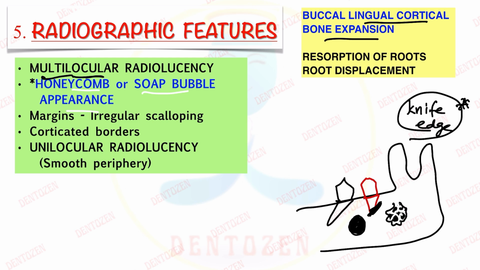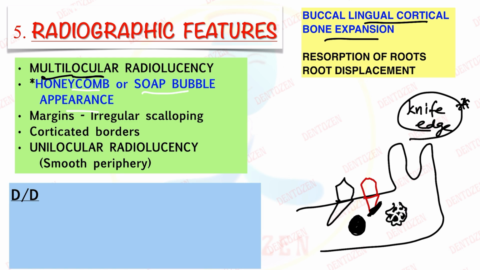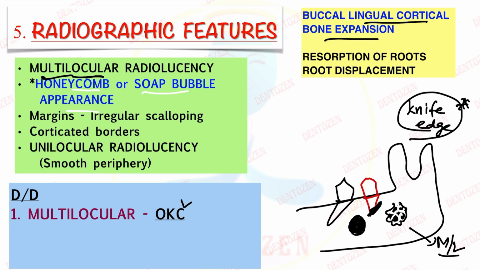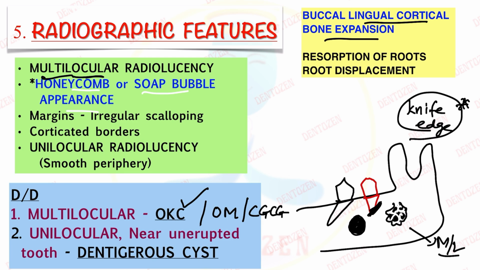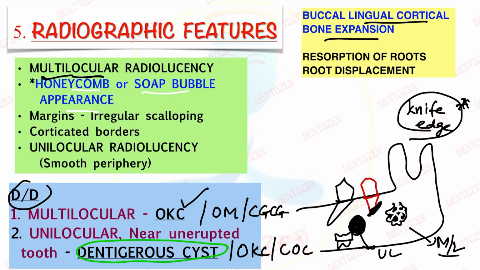Now, we have to talk about the differential diagnosis. Radiographically, when it is multilocular, it can resemble multilocular odontogenic keratocyst. It can also resemble another odontogenic tumor, that is odontogenic myxoma. It can also resemble central giant cell granuloma. But when it is unilocular and lying close to an unerupted tooth, it can resemble dentigerous cyst. Also, it can resemble unilocular odontogenic keratocyst or another odontogenic cyst, that is calcifying odontogenic cyst. So those can be the radiographic differential diagnosis.